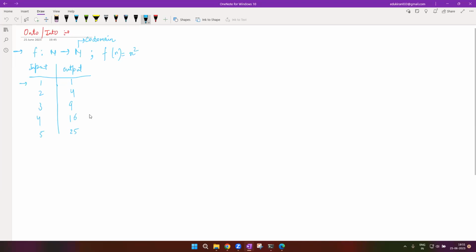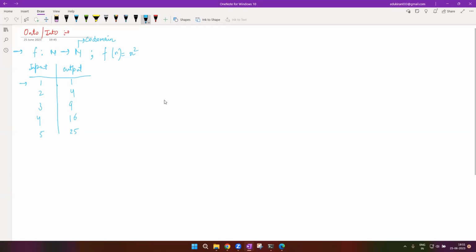Why? Because if I want to get 2, I will have to put x as root 2. If I put x as root 2, then the answer will be 2. But can I put x as root 2? No, because root 2 is not a natural number. Can I put x as root 3? No, because root 3 is not a natural number. Right? So I will not get all the natural numbers as answers.